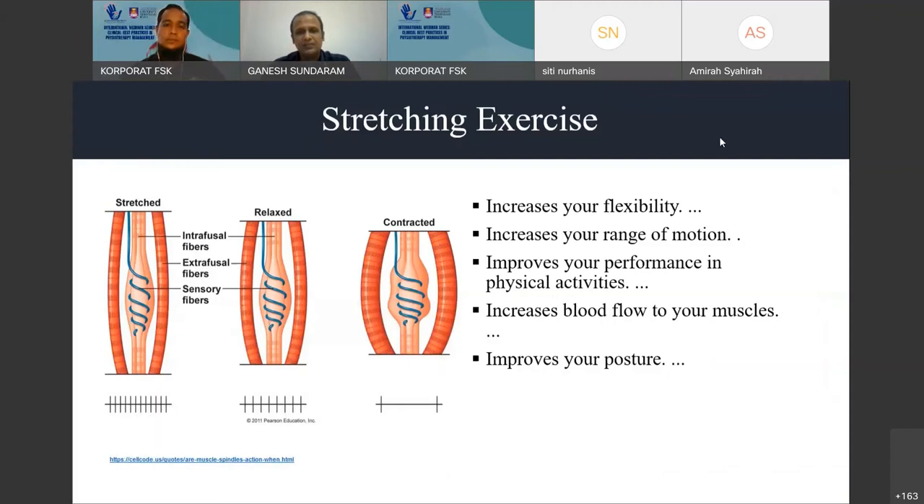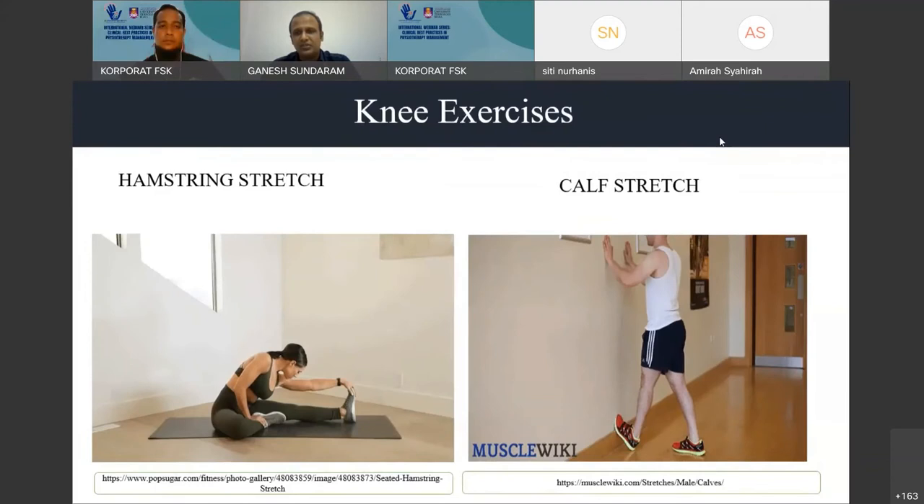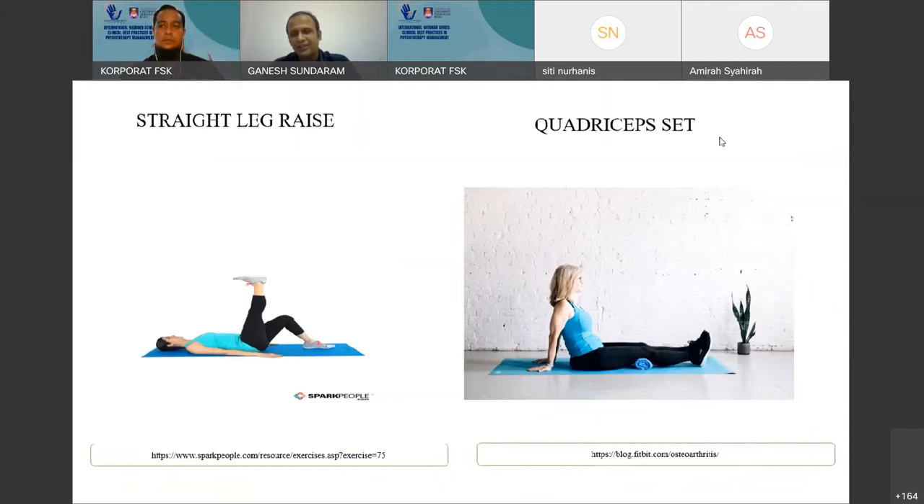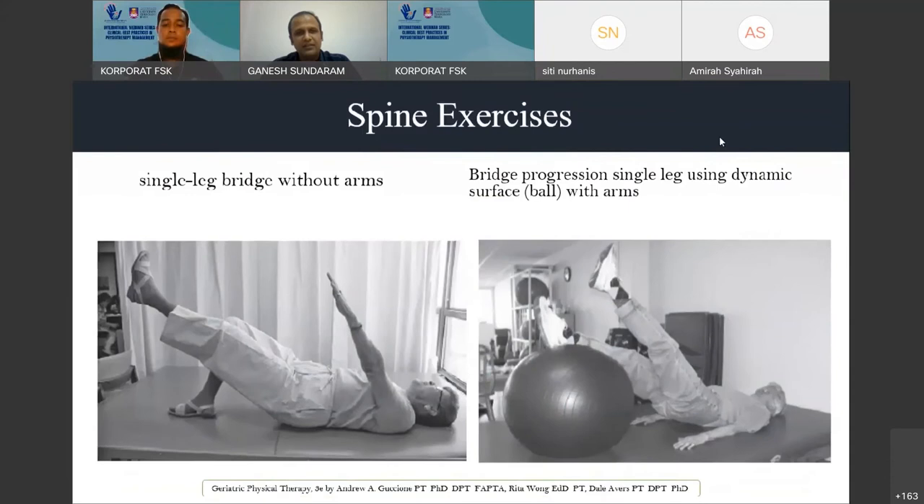So we can teach them a few exercises, hamstring stretch, a calf stretch, and SLR. I'm sorry, this one is too high. SLR should be a little bit low. I didn't get a perfect picture for SLR and for quadriceps set. This is for strengthening your quadriceps muscle. And for spine, we have single leg bridge without arms, and we can do the bridge progression single leg using the dynamic surface ball with the arm support. So we use the medicine ball.